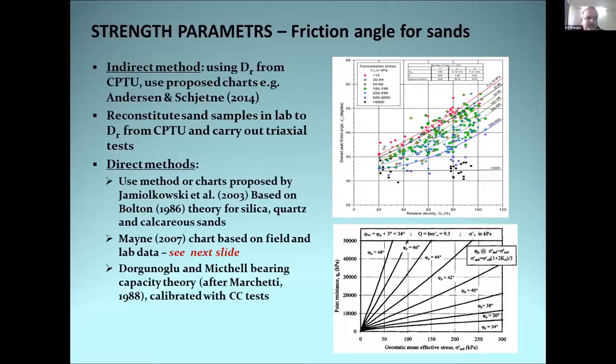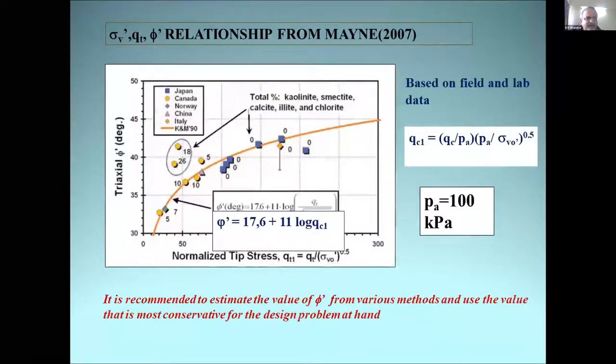Or we can also reconstitute sand samples in laboratory to the relative density interpreted from CPTU and carry out triaxial tests. There are some direct methods also, like the chart proposed by Jamiolkowski based on Bolton's 1986 theory for silica, quartz, and calcareous sand. One example is shown on the right side bottom. Mayne also proposed a chart based on field and lab data, which is shown in this slide.